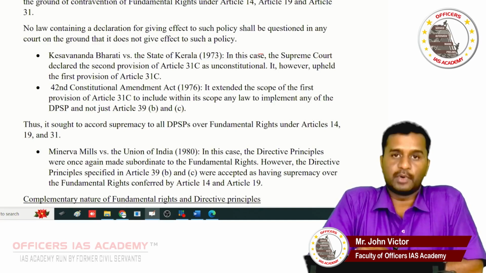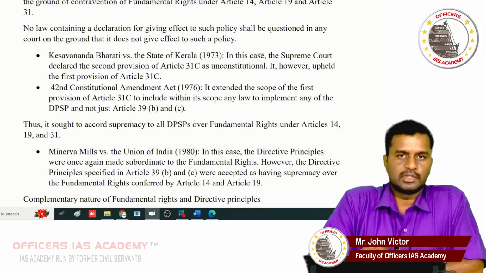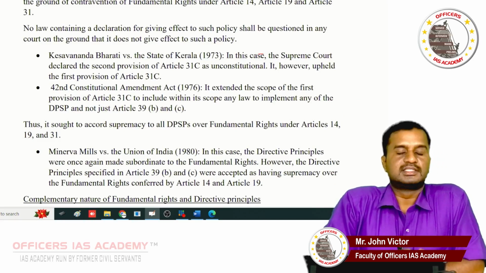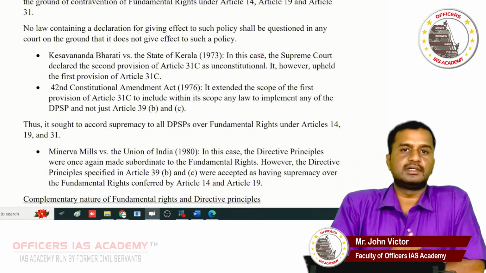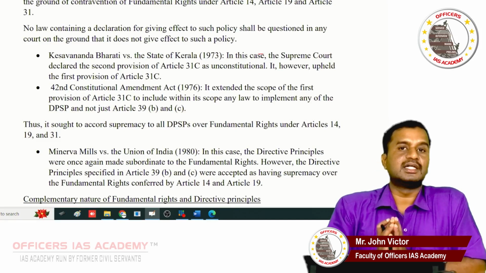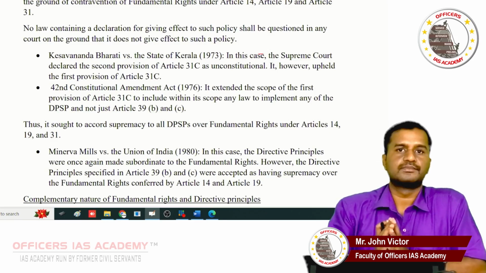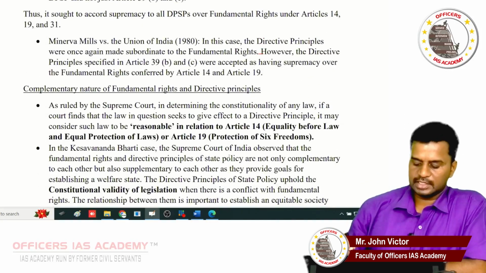The Kesavananda Bharati case is an important case. Earlier, fundamental rights were held superior to DPSP. Even now, the fundamental rights are a step above the DPSP, but the state should always try to implement the DPSP wherever there is an opportunity. DPSP are non-justiciable, fundamental rights are justiciable, but wherever there is an opportunity, it won't be considered illegal or against the constitution if the state tries to implement the DPSP using any law. So mention these points which you have studied from GS.